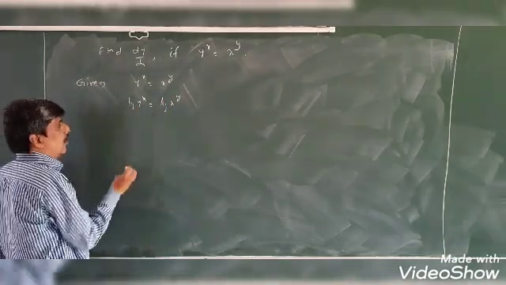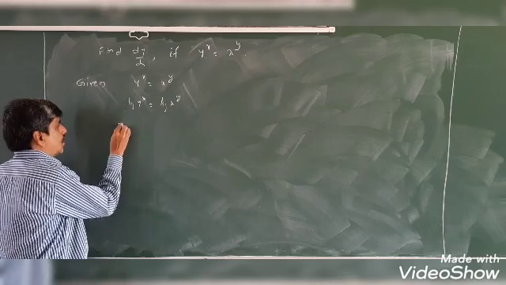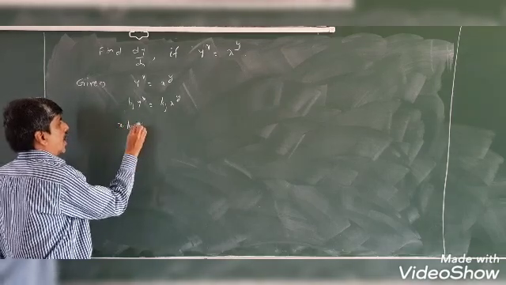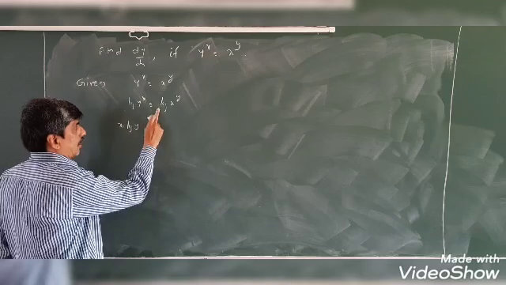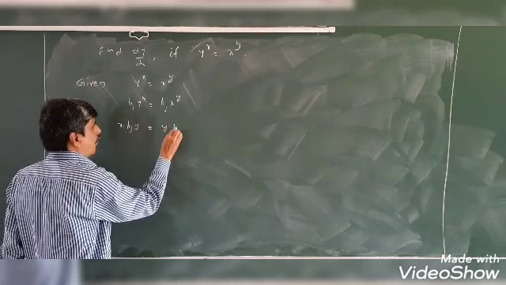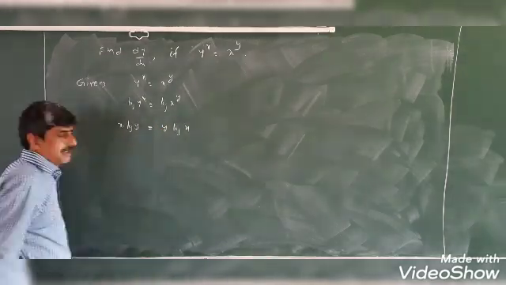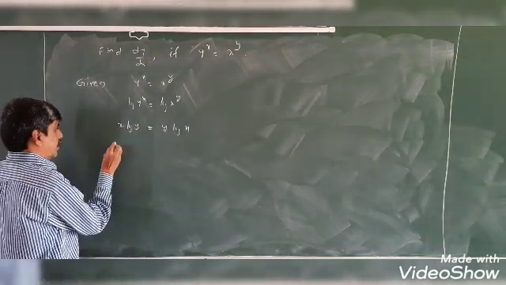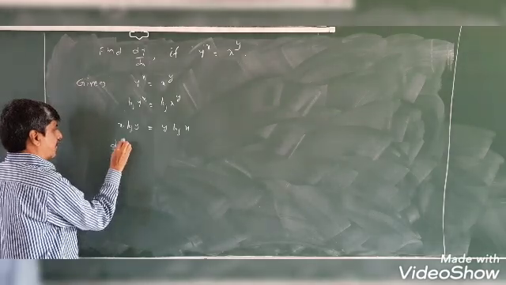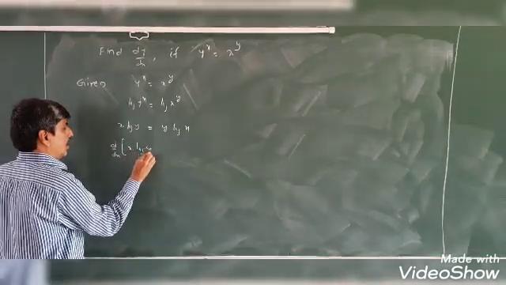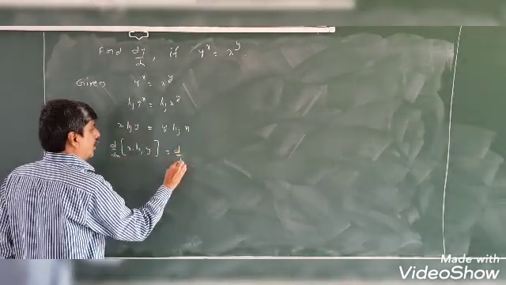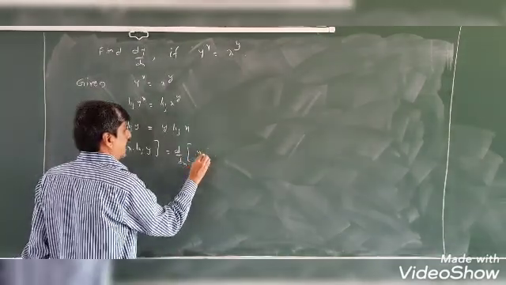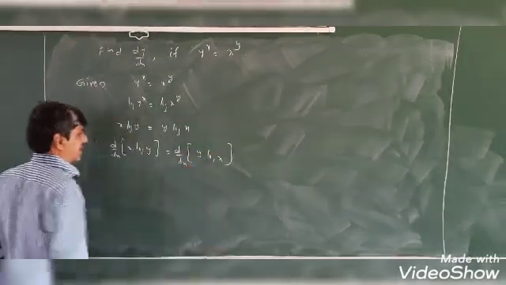Log x power m, we will write as m log x. So this is x log y, is equal to log x power y, which we will write as y log x. Differentiate with respect to x on both sides. So d by dx of x into log y is equal to d by dx of y into log x.